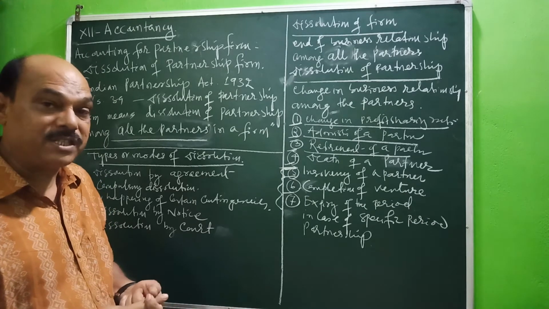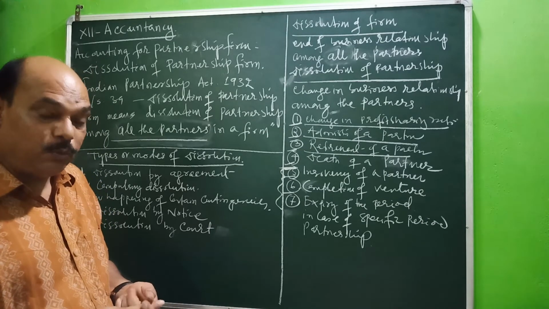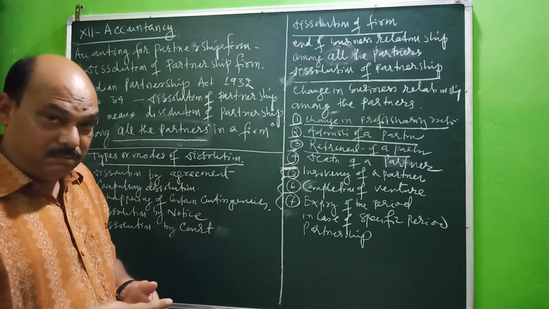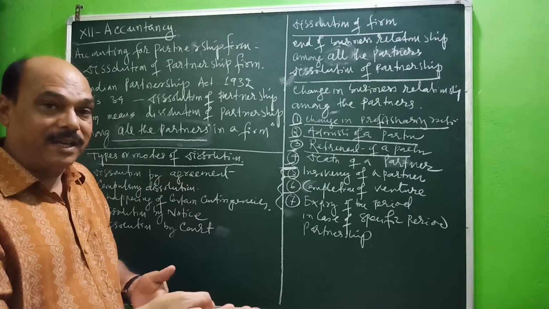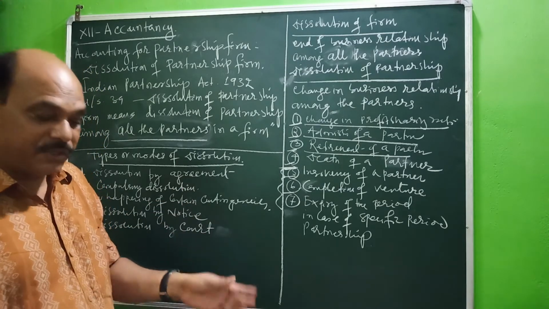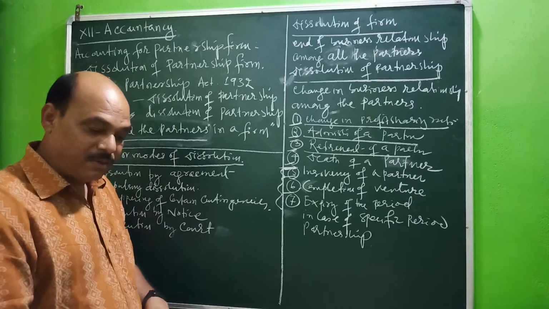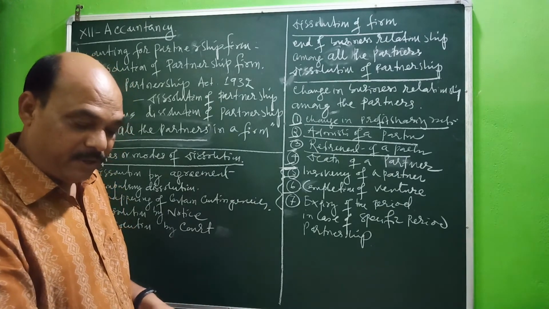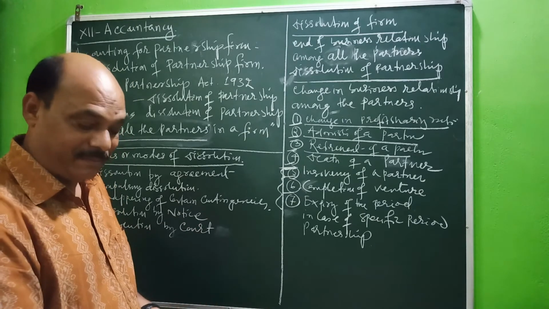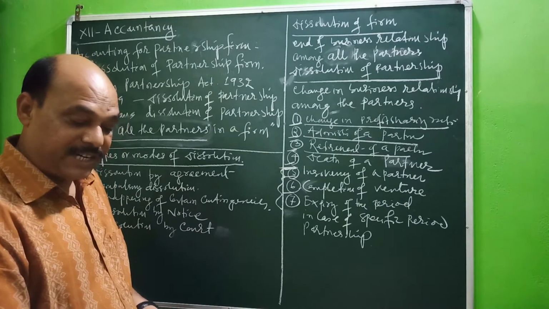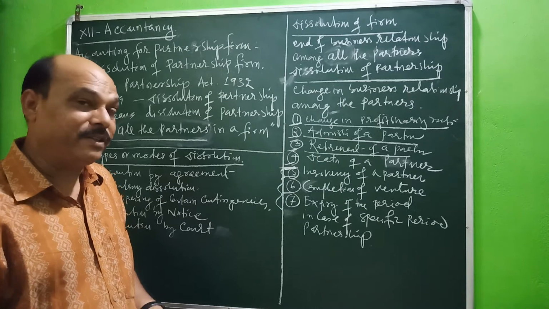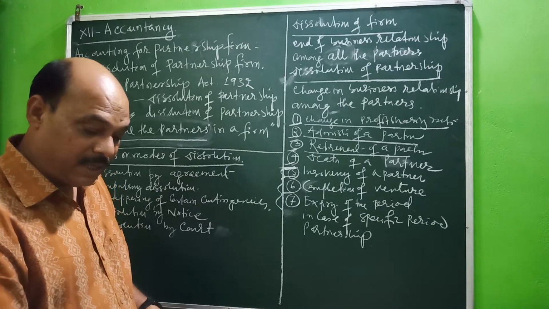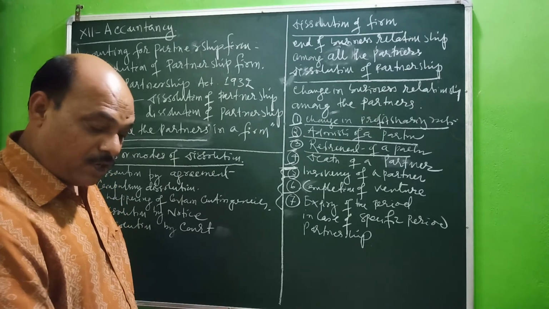Suppose their partnership is there with a partner of China, then definitely it will be compulsorily dissolved. That is, when a partner who is a citizen of a country becomes an alien enemy because of the declaration of the war. Okay, this is the best example you can take. These are the compulsory dissolution.